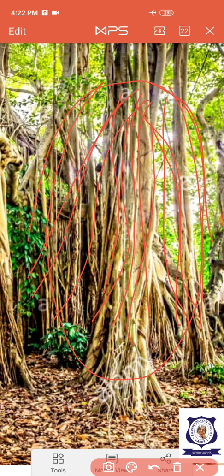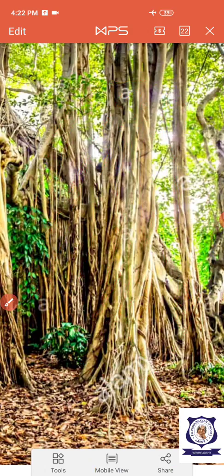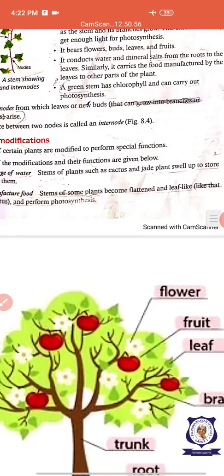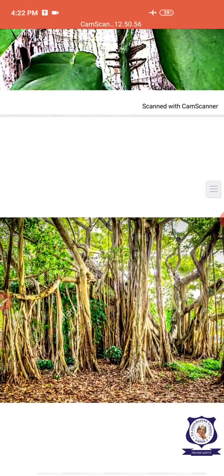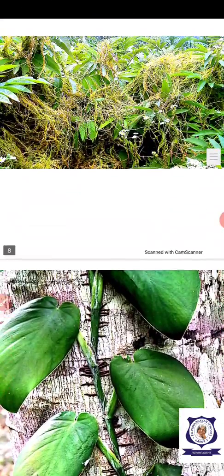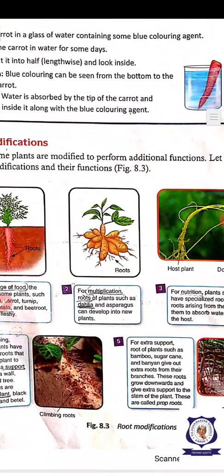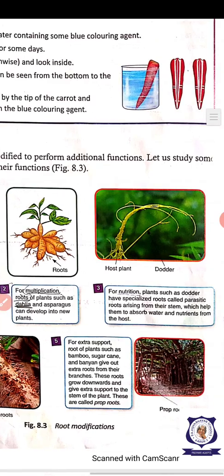Prop roots are giving extra support to the plant. So now the root functions. What are the root functions? First one is food storage, and then another one is multiplication, that is reproduction.